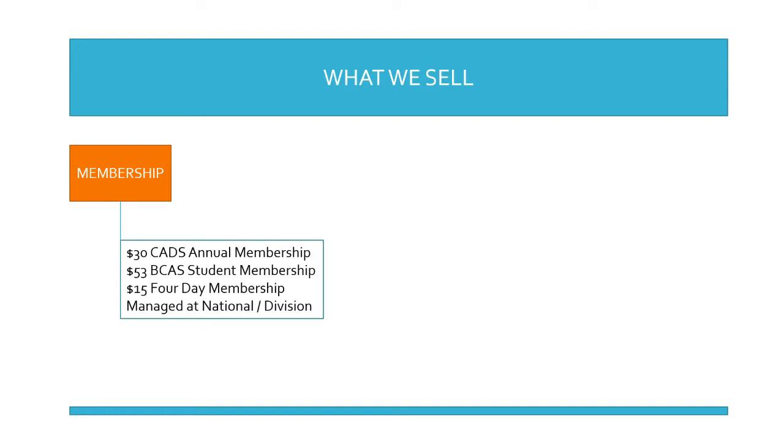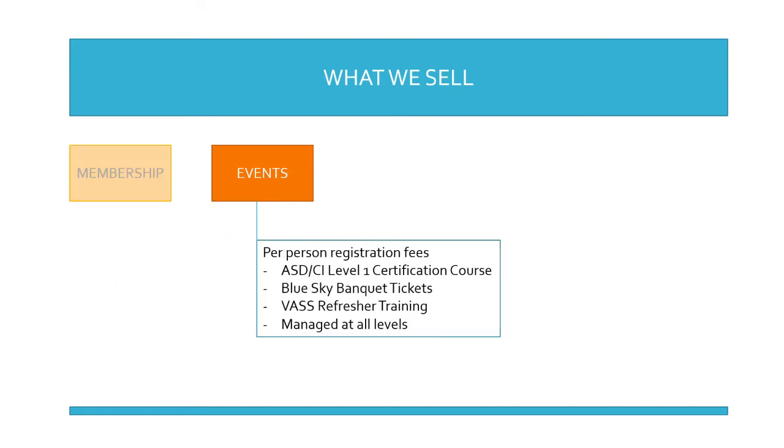One of the things that we sell obviously are memberships. Some examples are CADS membership, BCAS, different kinds of memberships. Memberships are generally managed at the higher level, so that would be at the CADS level or at the division level. Another thing that we sell are events. So we can host something, and then we can charge people for attending that.